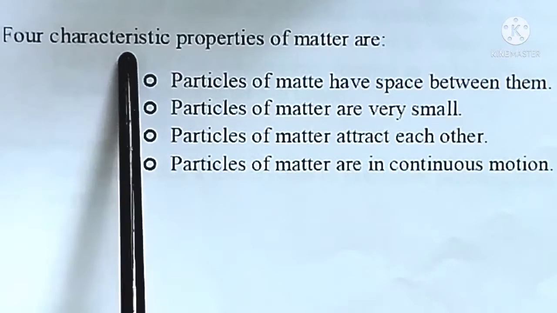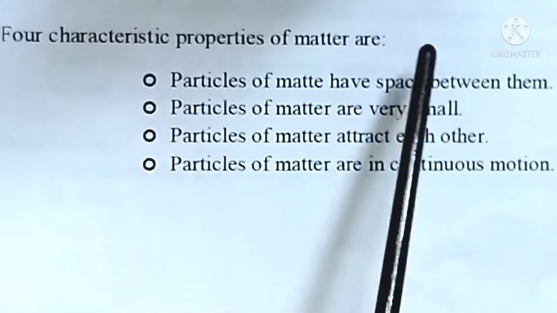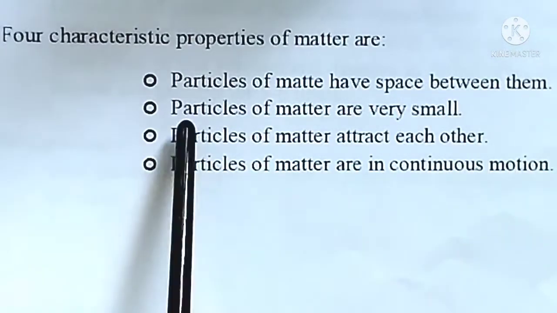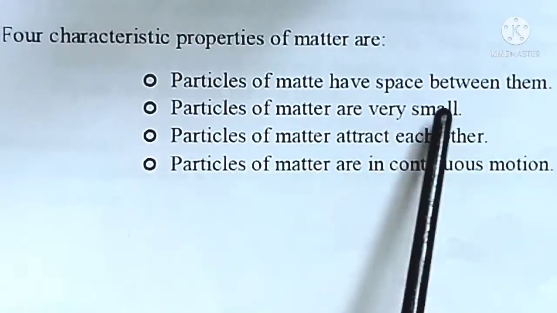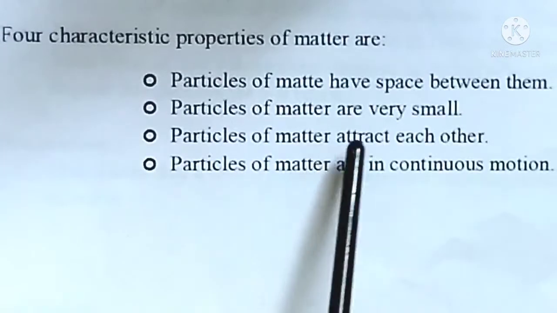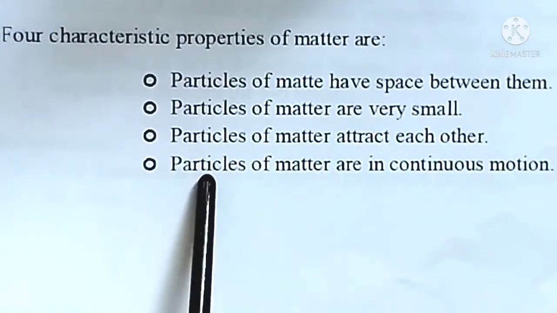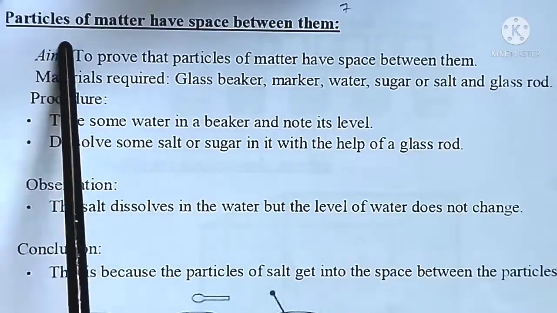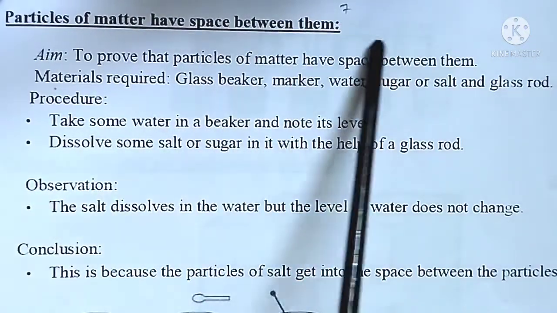The 4 characteristic properties of matter are: particles of matter have space between them, particles of matter are very small, particles of matter attract each other, and particles of matter are in continuous motion. Particles of matter have space between them.